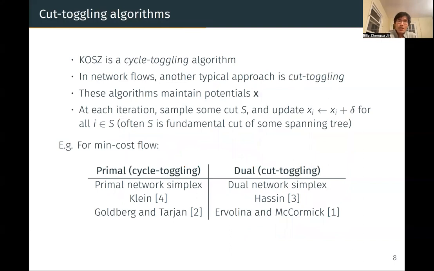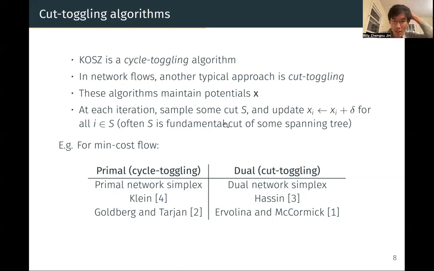Now, Coase is what we call a cycle toggling algorithm because it iteratively updates along cycles. Now, in network flow theory, another typical algorithm approach is called cut toggling. And what this involves is that you're going to maintain potentials x on the vertices of the graph. And in each iteration, the algorithm will sample some cut S and update the potential on all the vertices on one side of the cut by adding a constant to them.